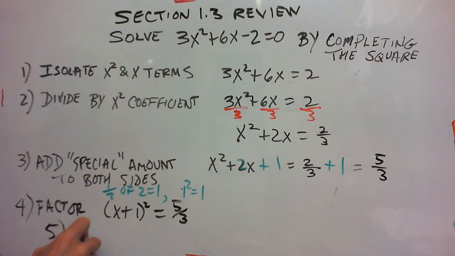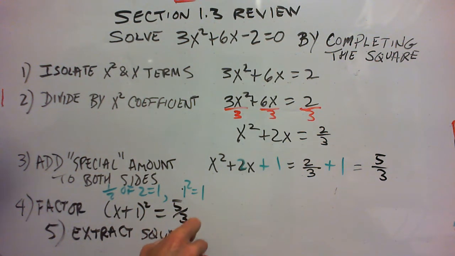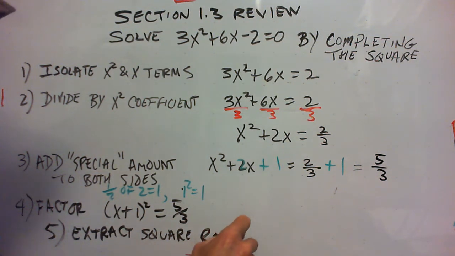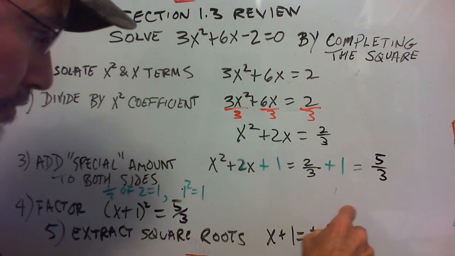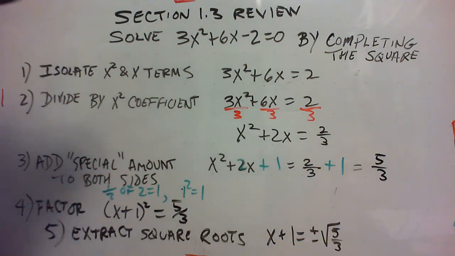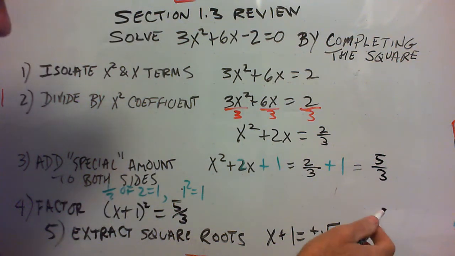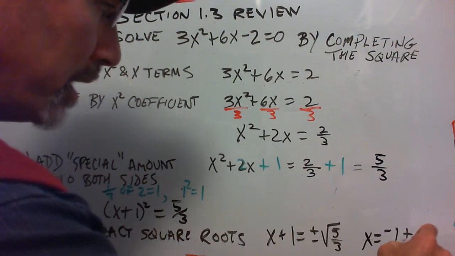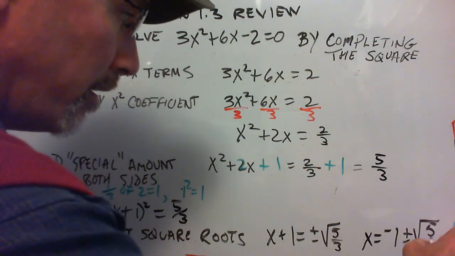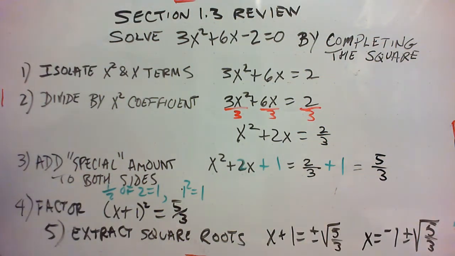Then last, extract square roots. So now we have a problem that's like the previous problem. That can be solved by extracting square roots. So we get x plus 1 equal plus or minus square root of 5/3. And then solve that. X equals -1 plus or minus square root 5/3.